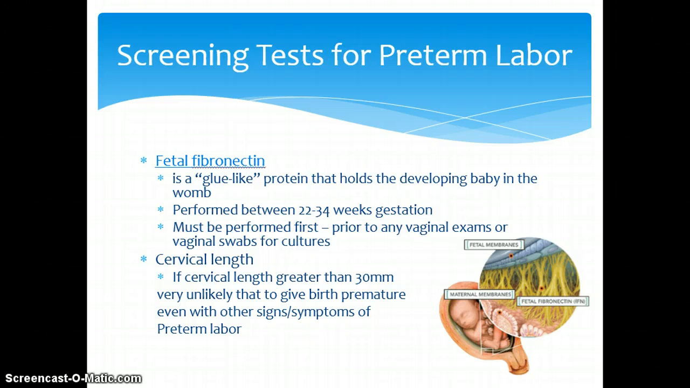Cervical length, again, the normal cervix is between 4 to 5 centimeters long. So if the cervical length is greater than 3 centimeters, it's very unlikely that the patient will give birth to a preterm baby, even if there are other signs and symptoms of preterm labor. Cervical length can be obtained by ultrasound.